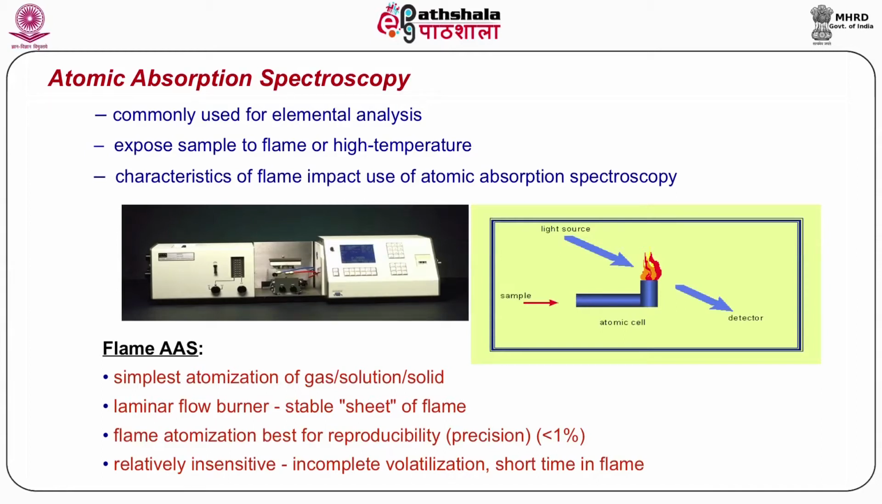Flame atomic absorption spectroscopy is the simplest atomization for gas solutions or liquids, in which laminar flow through the burner gives a stable sheet of flame. Flame atomization is best for reproducibility, with precision less than 1%. It is a relatively insensitive technique because of incomplete volatilization and short time in the flame.